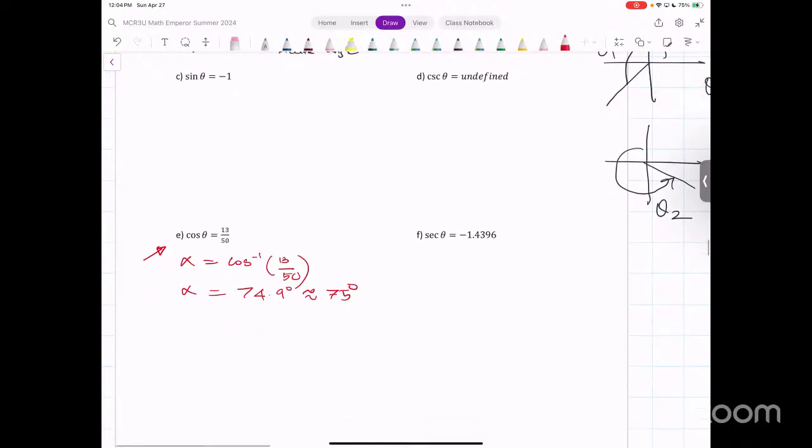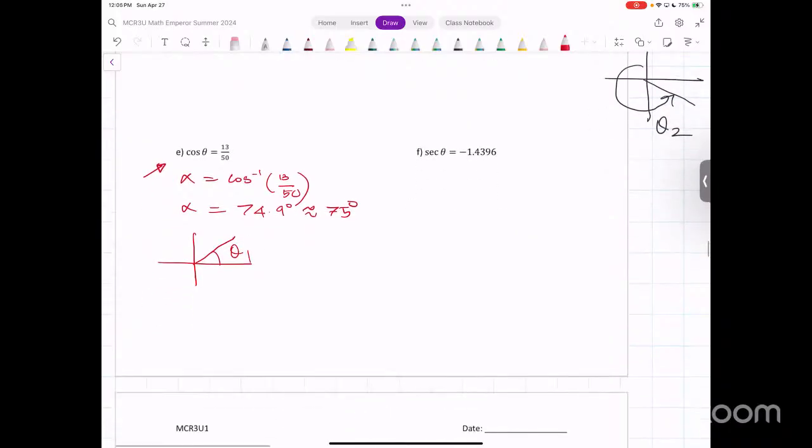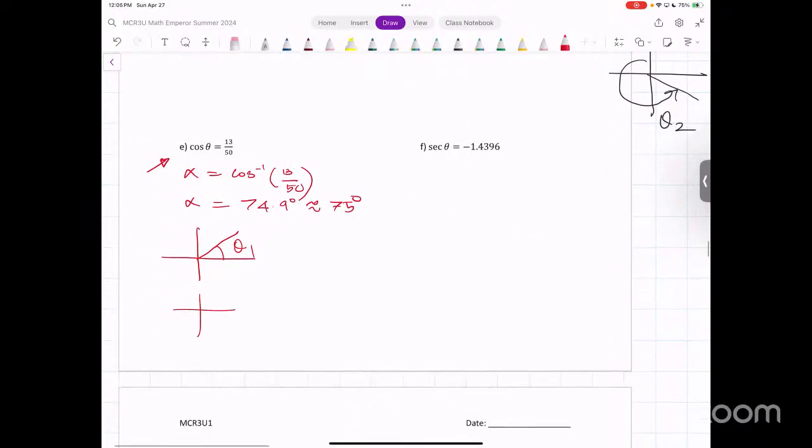Now we ask ourselves where cos is positive. Theta 1 is in quadrant 1, theta 2 is in quadrant 4. Theta 1 is obviously the angle alpha. Theta 2 is 360 minus 75, which is 285. If you understand this, I will do the next one for practice, so then you can do the other question for practice.